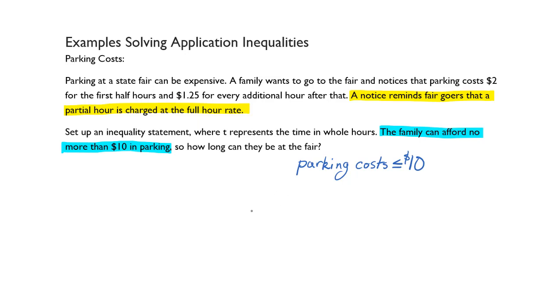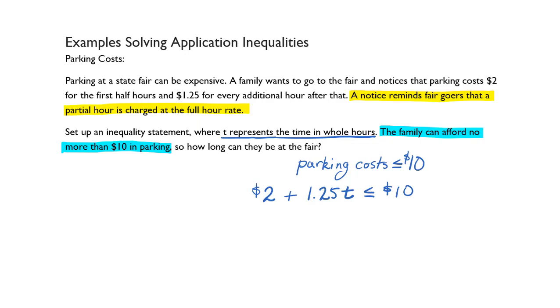Also, we know that no matter what, if they park their car for any amount of time, they will be charged $2. So we're going to go ahead and put the $2 down for that first half hour of being at the parking lot. Then, for every additional hour, we'll be charged $1.25. And I'm going to use T to represent the time in whole hours. So that will be multiplied by time. This whole parking fee process must be less than or equal to $10.